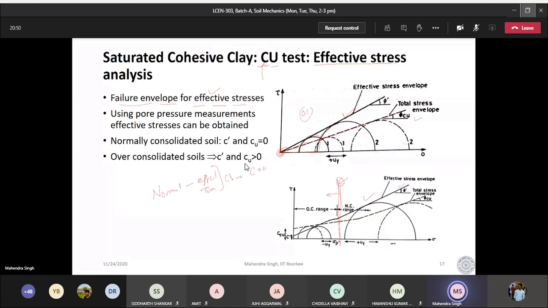So for the effective stress envelope and total stress envelope, you should remember that they are going to pass through the origin, so C will be 0 in this case also. But if you are working in the range where the confining pressure is less than the pre-consolidation pressure, then you are going to get C as well as phi both. So remember it this way: C and phi both will be available if it is pre-consolidated. Otherwise, it will not have C and phi under the consolidated undrained test.